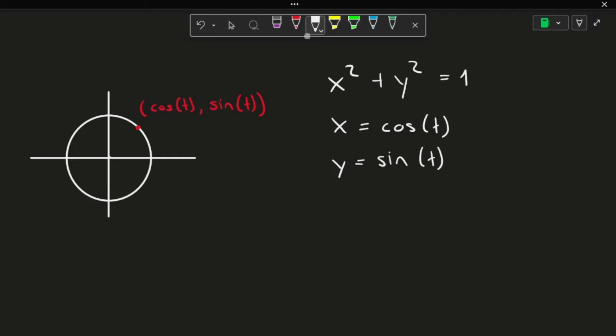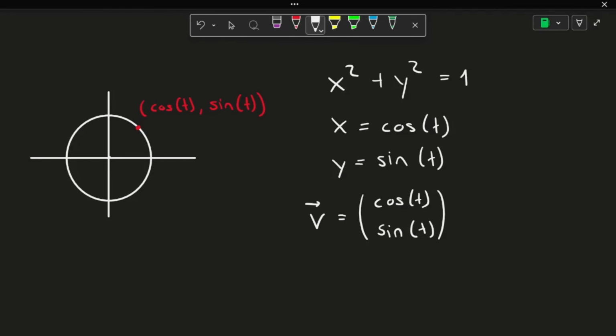You can also write this in a more fancy notation, in a vectorial notation, by setting the x and y components of a two-dimensional vector to cosine and sine of t. That is analogous. What does parametrization mean in this context? It means that a red point can wander around the unit circle perfectly.